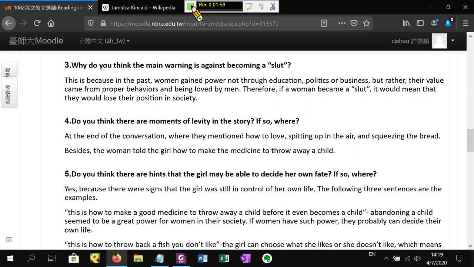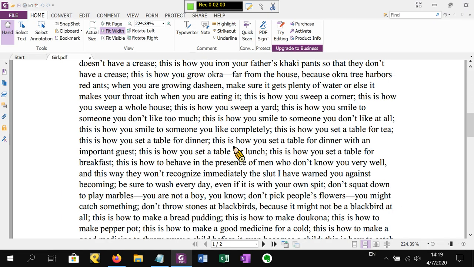So, for example, setting a table. This is how you set a table for dinner. This is how you set a table for lunch. And it's implied that if you don't do it properly, then people will call you a slut. Why? This has something to do with the fact that this is not only a conservative society, it's also a patriarchal society. In a patriarchal society, the idea is that men have difficulty seeing women as fully human people. They can only understand women in relation to men. And this often results in what's known as a Madonna-whore complex.